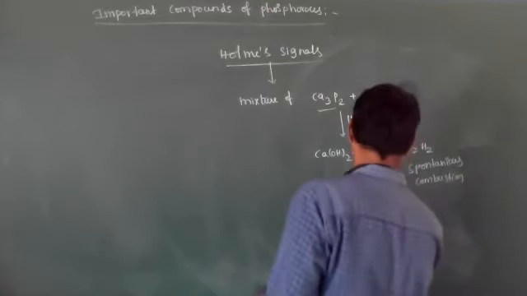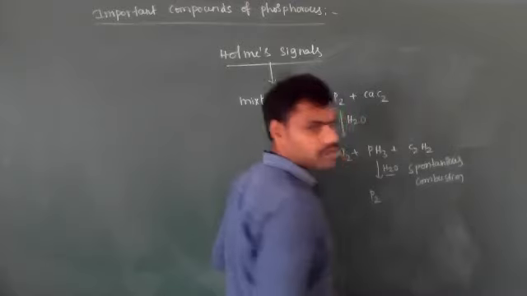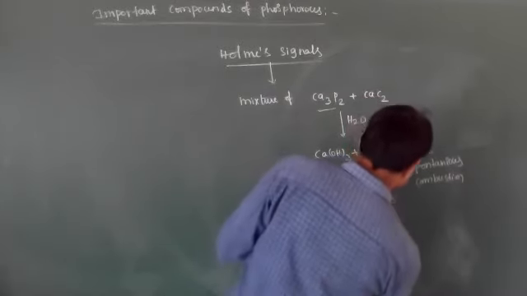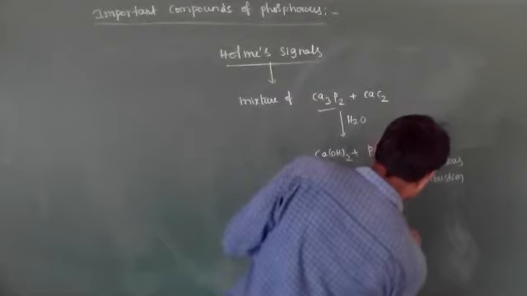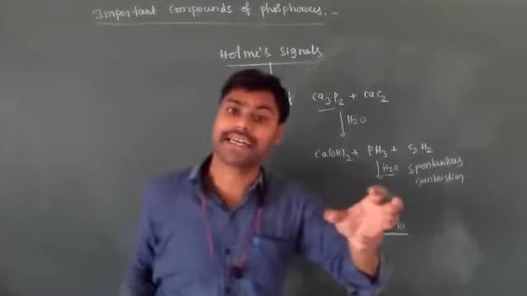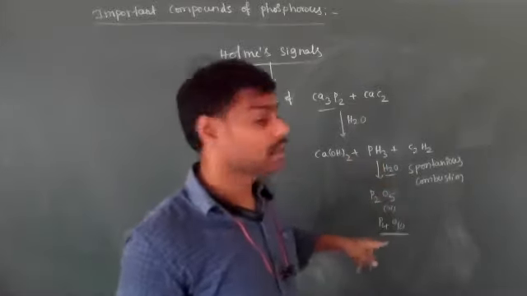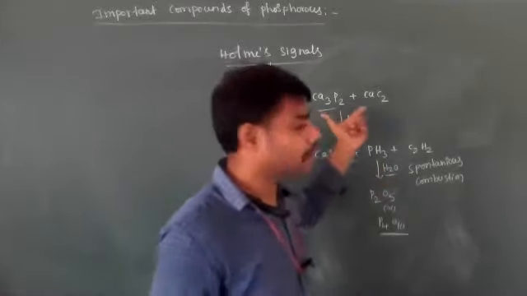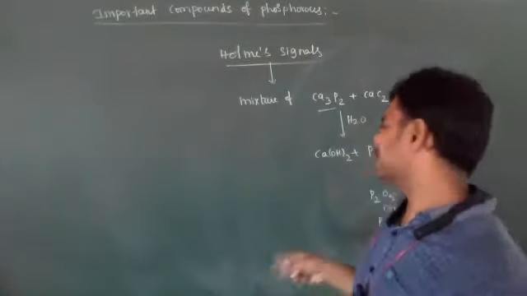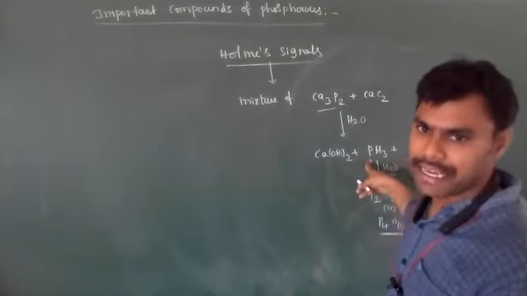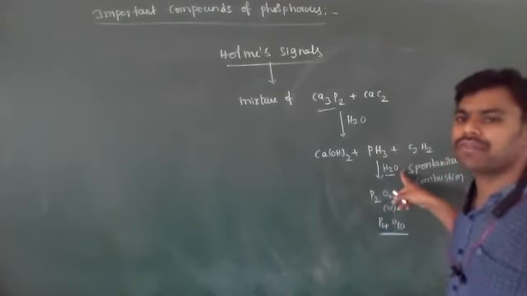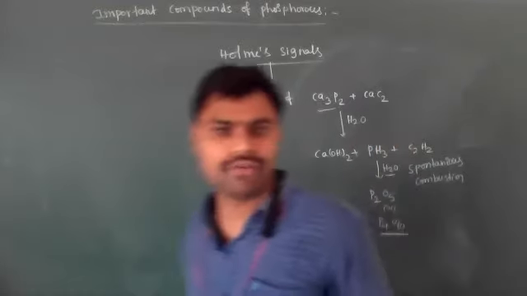Spontaneous combustion: it is converted into phosphorus oxides, P2O5, phosphorus pentoxide or P4O10. Then automatically it catches fire immediately. Whenever the mixture of calcium phosphide and calcium carbide is thrown into the water, they immediately form phosphine gas. That phosphine gas catches fire in the presence of water.